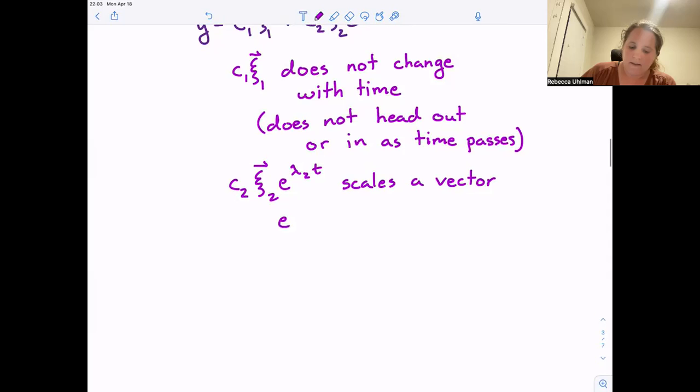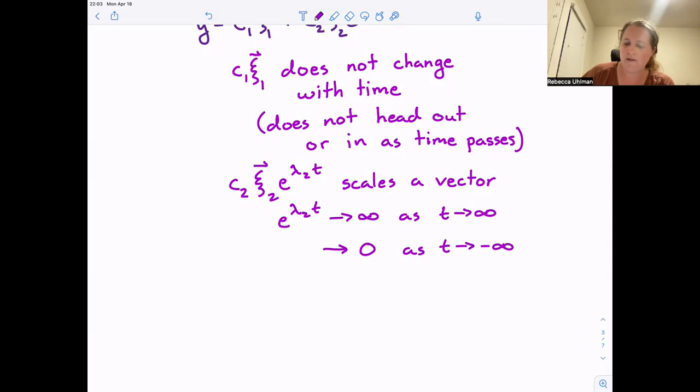Again, the e to the lambda 2t goes to infinity as t goes to infinity, and goes to 0 as t goes to negative infinity. So essentially what we get is we will start along the line C1 psi1, since that part doesn't go away, and then we will head parallel to the line defined by C2 psi2.